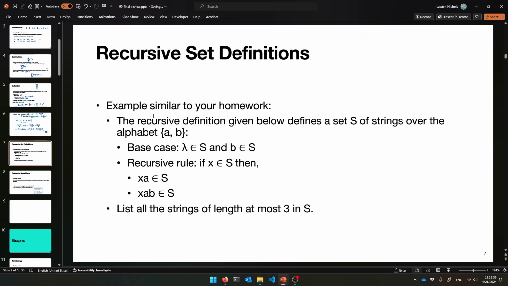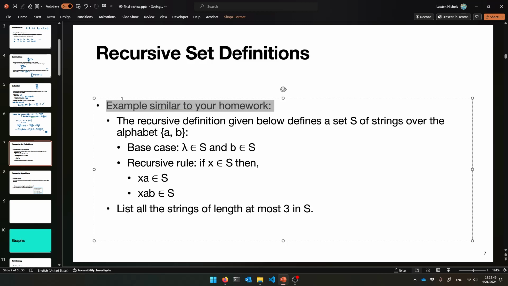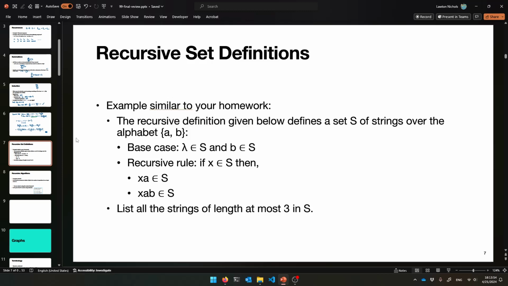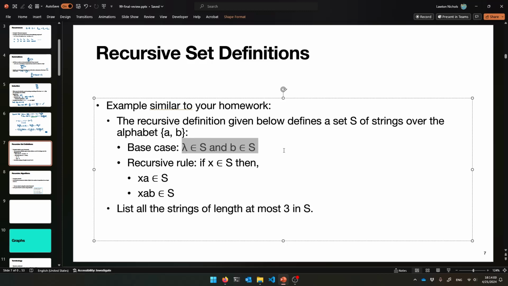Before we get to recursion, you can define things recursively, like recursive sets. So here's an example that's kind of like a problem I gave you in your homework. Let's define a set of strings over the alphabet A and B. Those are the two letters that you can use to build up your strings, in addition to the empty string, of course. So here is the basis of our recursive set definition: the empty string is going to be part of this set S we're trying to build recursively.